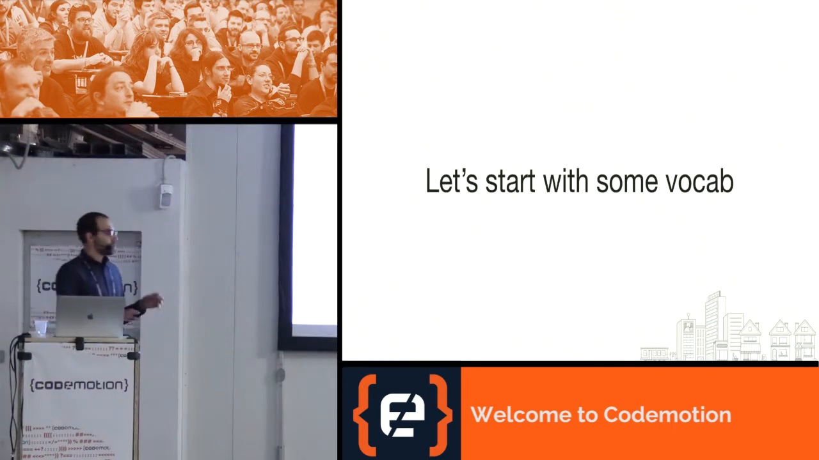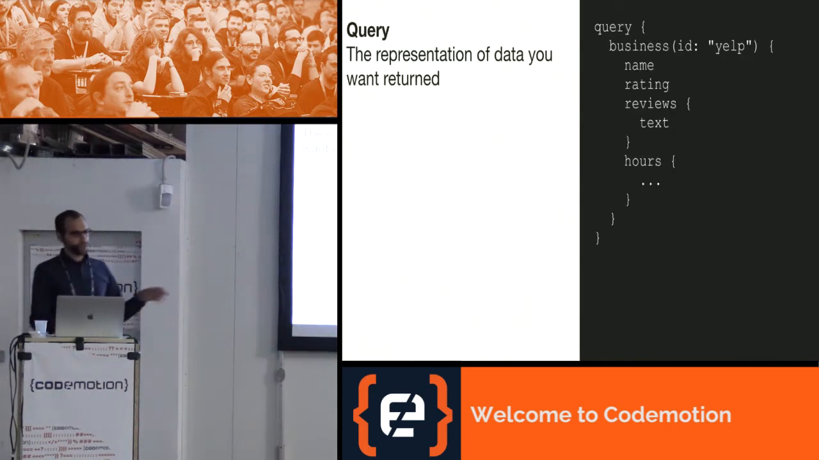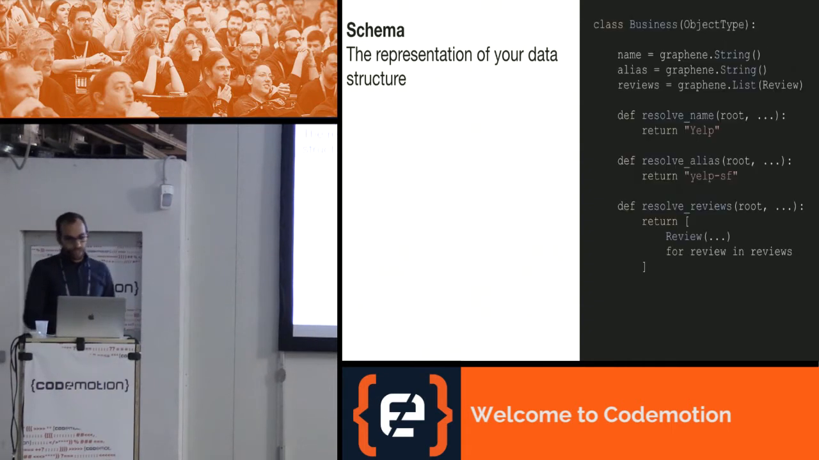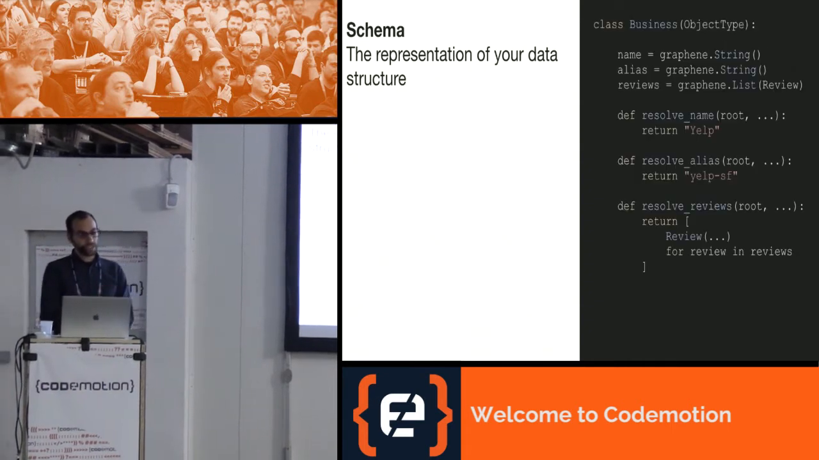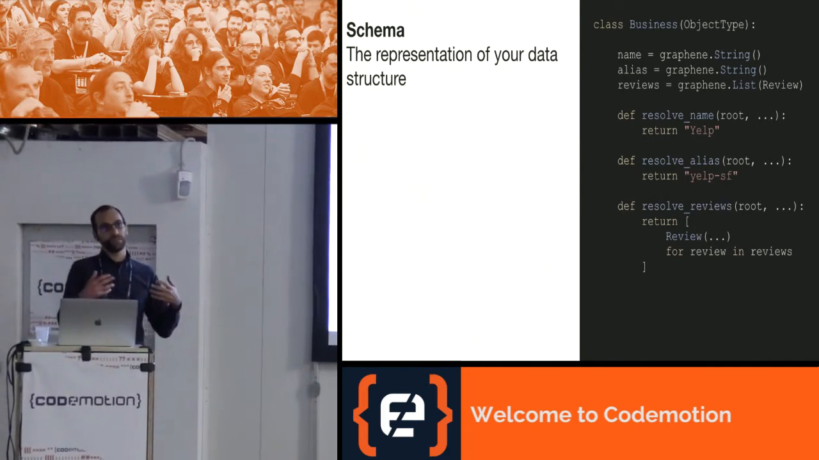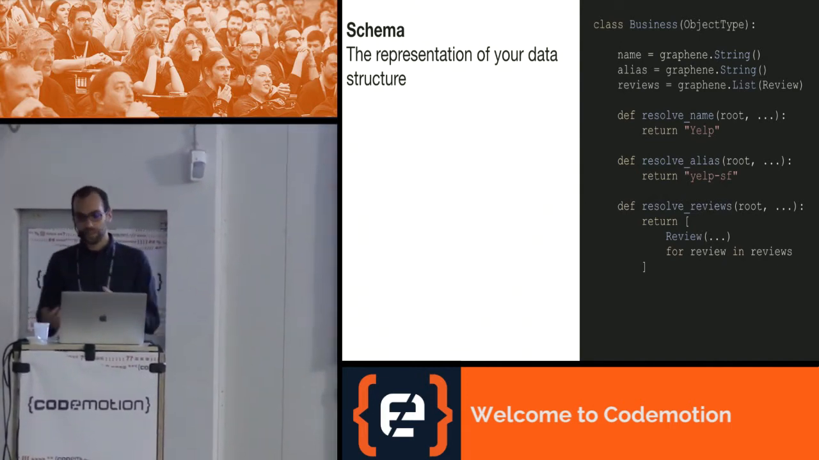So let's just start with some basic vocab to make sure that we're all on the same page. Query is the representation of the data you want. It's what I showed you a few slides back. This is what you send into the GraphQL API so they can process your request. The schema is the representation of your data structure. This is what you store on the server so that the server knows how to respond to specific queries.